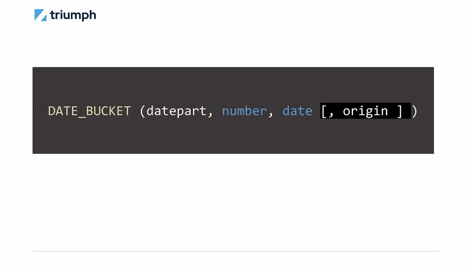I said I'd come back to the origin. This is really advanced. Most of the time, you're never going to have to touch this, but this actually allows you to change that concept of when the week starts. Monday. If you give the origin in terms of a date, you can actually change it to Tuesday or Sunday or Saturday. So that origin allows you to change the default start and end time for things like weeks. Okay, so let's move on to our next function.